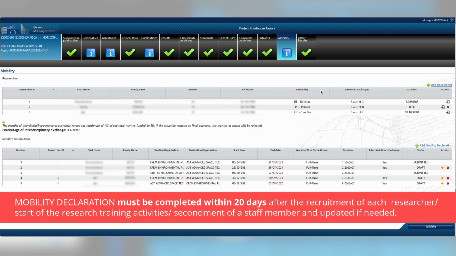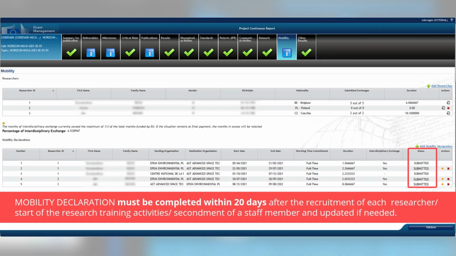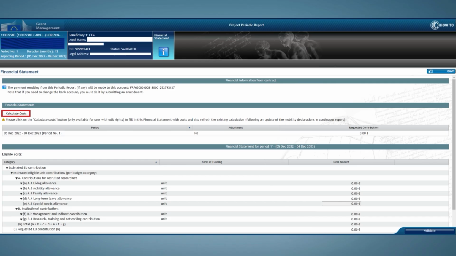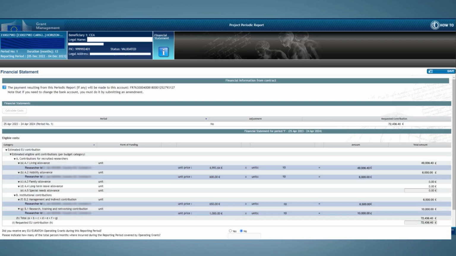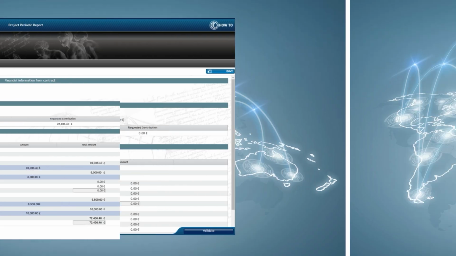The mobility declaration must be submitted on time to ensure accurate financial reporting, as the system only processes declarations with a submitted status. It automatically imports all the data into the periodic reporting module. By clicking the Calculate Costs button, the system generates the financial statements. The amounts that are automatically pre-filled in the financial statements can typically not be modified by beneficiaries.